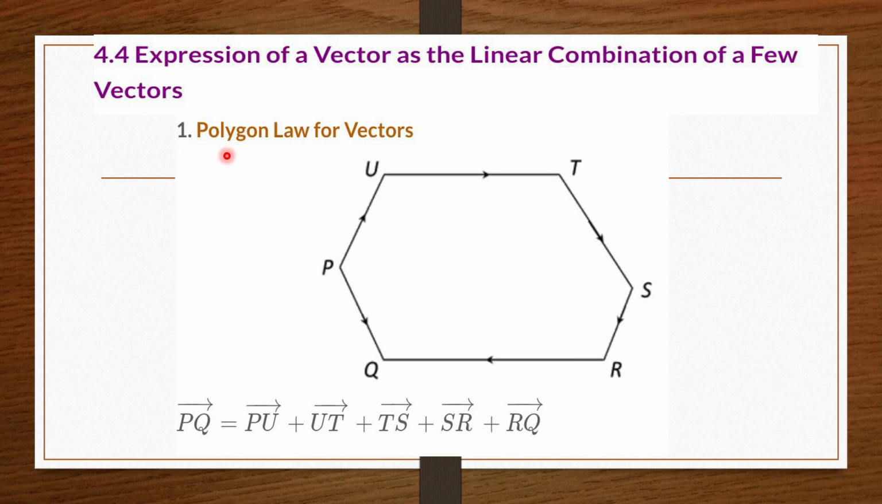Okay, polygon law of vectors. In order to find vector PQ, you start from point P and then you end up at point Q. So I'm going to start with PU plus UT plus TS plus SR plus RQ, and the resultant vector of these vectors will be PQ.